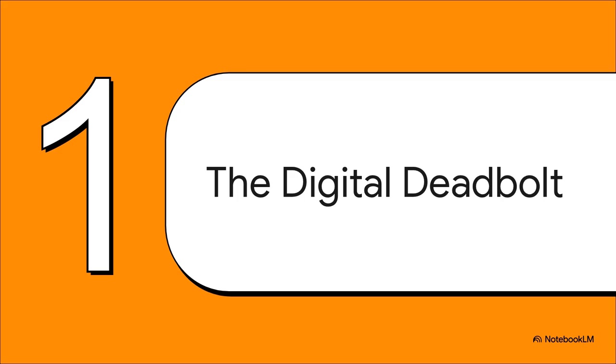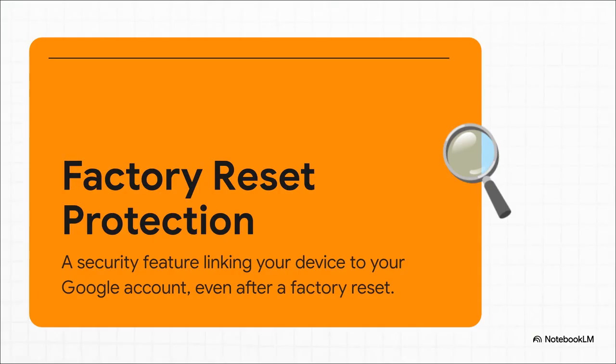So, what is it that's actually standing in your way? Well, it's a security feature that, in that moment, feels a lot less like a safeguard and a lot more like a digital deadbolt. Now, this deadbolt actually has a name, Factory Reset Protection, or FRP for short. And look, it was created for a really good reason, to make a stolen phone completely useless. A thief can wipe it all they want, but it's still going to be locked to the original owner's Google account. It's a fantastic security idea, right up until you're the one on the outside looking in.